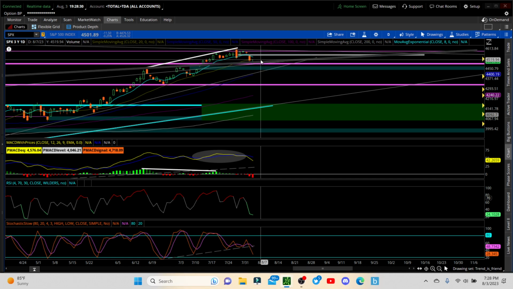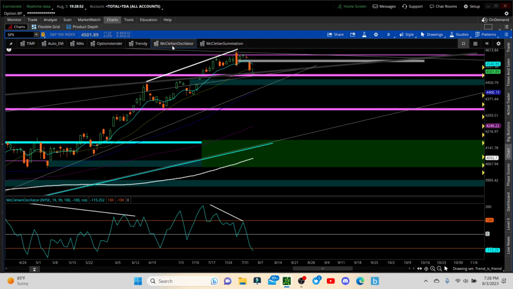Unless we want to look at, we can check our oscillator. We're into the oversold condition. So sure, we could have a little bounce going there. We can get more oversold. It's possible. We have our summation.